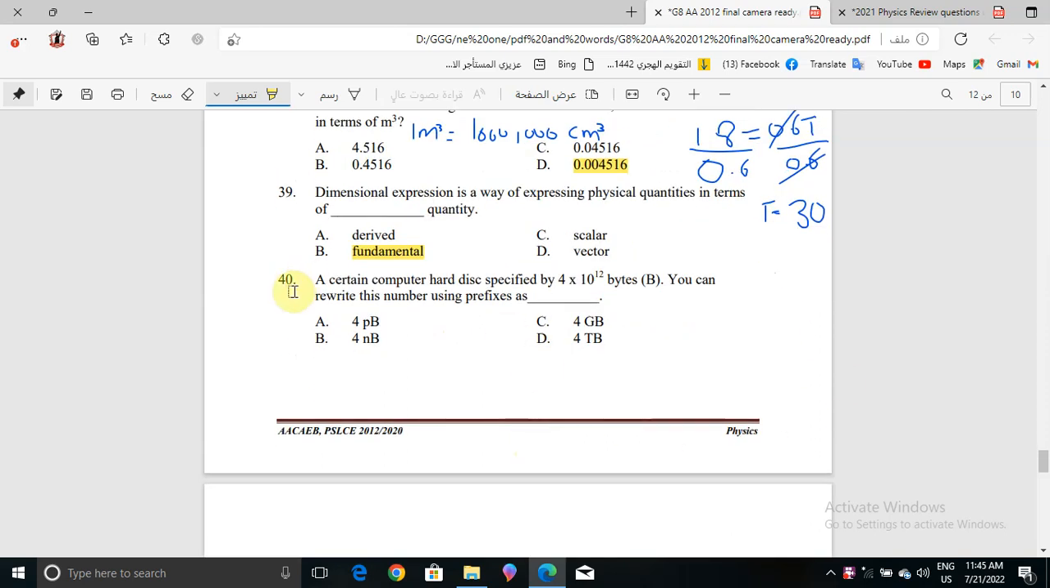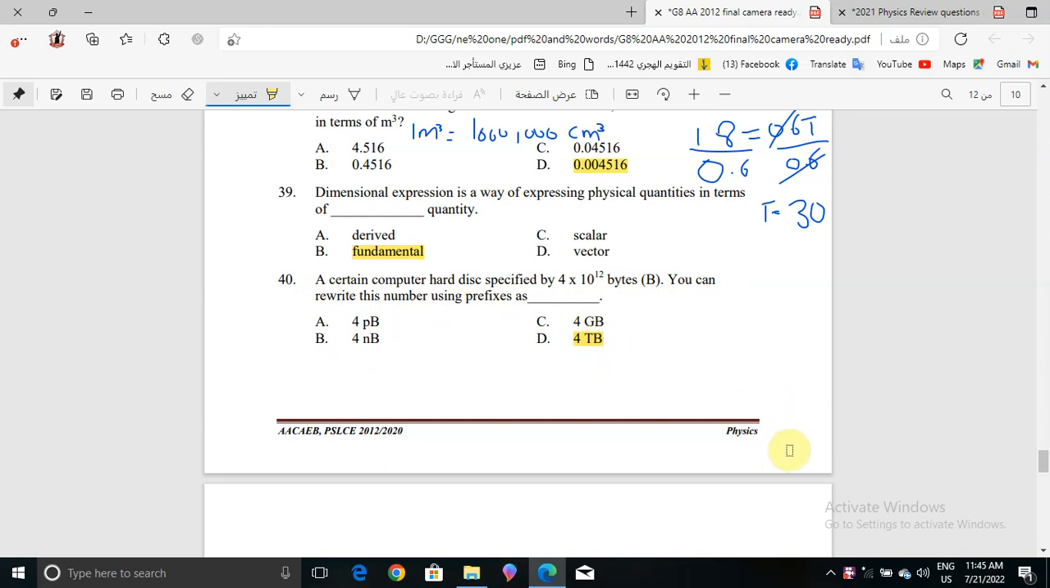Okay, now question number 40. A certain computer hard disk is specified by 4 times 10 to the power of 12 bytes. You can write this number using prefixes as what? 4PB, 4MB, 4GB, or 4TB. The correct answer will be 4TB, right?